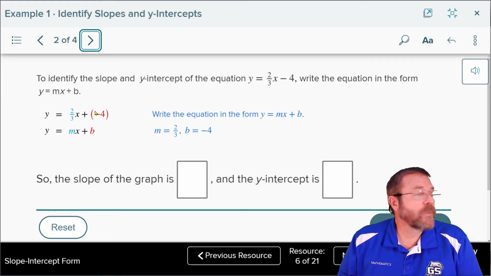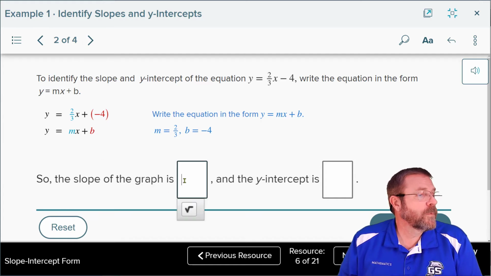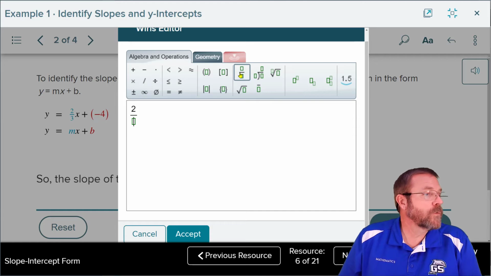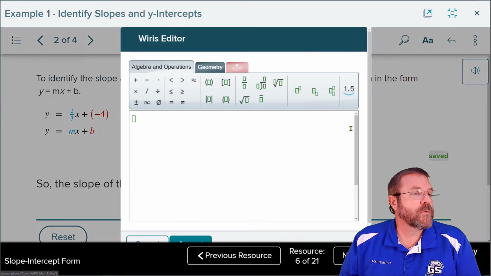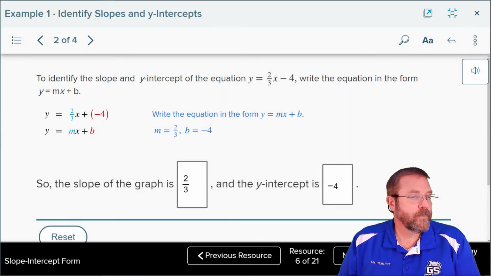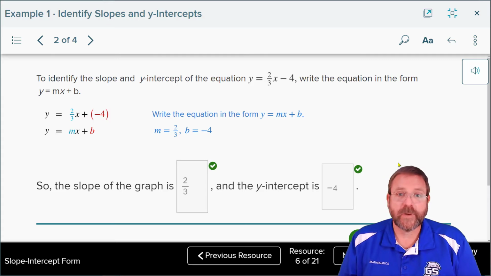Now, I will point out that they made the pretty problem ugly, where we had x minus 4. They did x plus a -4 because that puts you in that mx plus b format. So the slope of that line is going to be what? It's going to be 2/3. Accept that one. And then the y-intercept, what's that going to be? It's going to be a -4. Accept that, and boom. It really is that simple to work these problems.